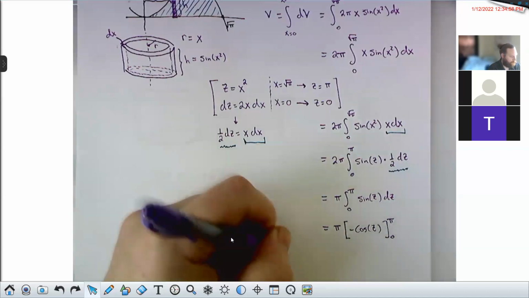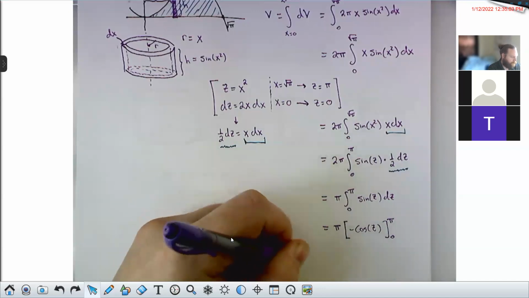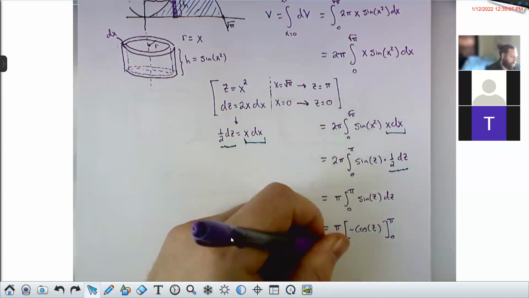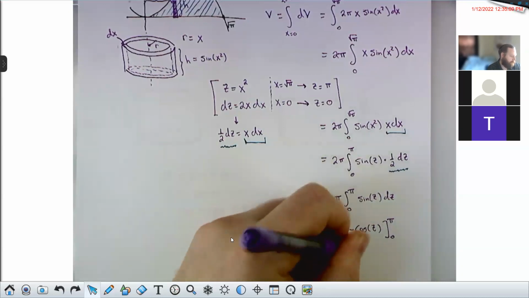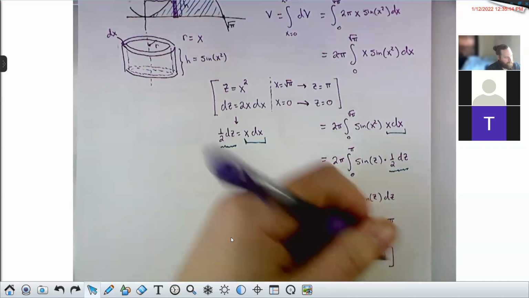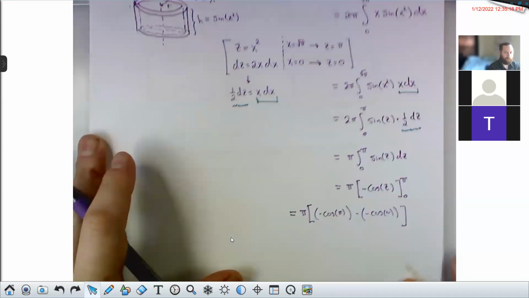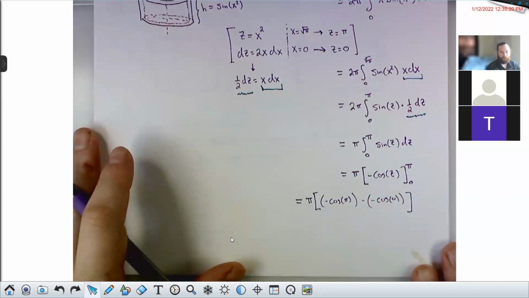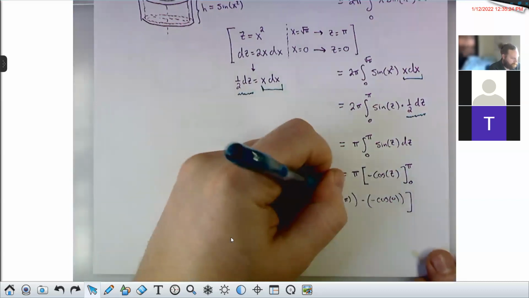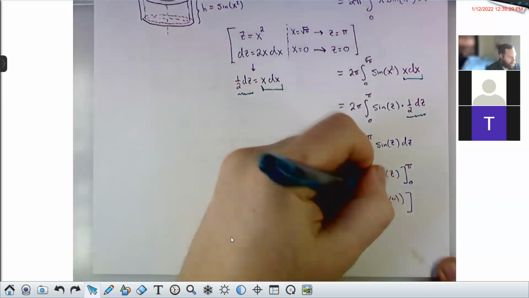All right, now it's time to evaluate. I'm going to open up over here to give myself some more space. Pi times negative cos of pi minus negative cos of 0. Now we're going to see how well you guys remember your unit circle. What is the cosine of pi? Thank you, Sean. So the cosine of pi itself, that's -1. What is the cosine of 0?